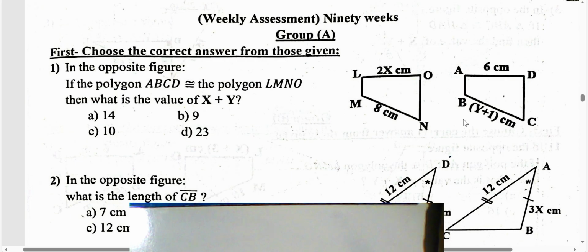Look at with me. First question, group A. First, choose the correct answer from those given. Number 1, in the opposite figure, is the polygon ABCD congruent to the polygon MNOP? What is the value of x plus y?